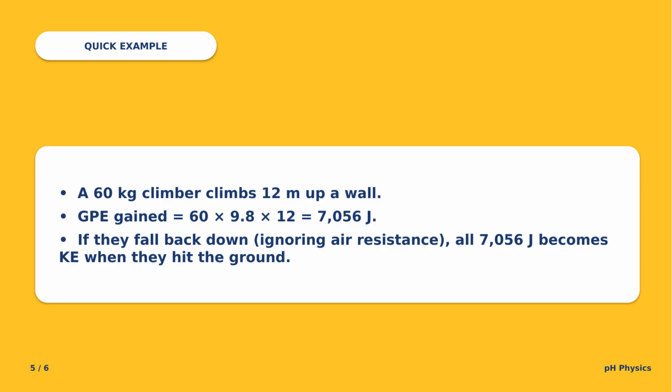Quick example. A 60 kilogram climber climbs 12 meters up a wall. GPE gained equals 60 times 9.8 times 12 equals 7,056 joules.